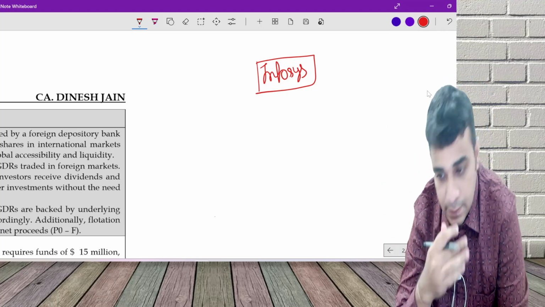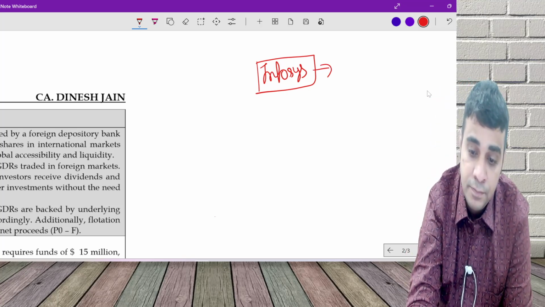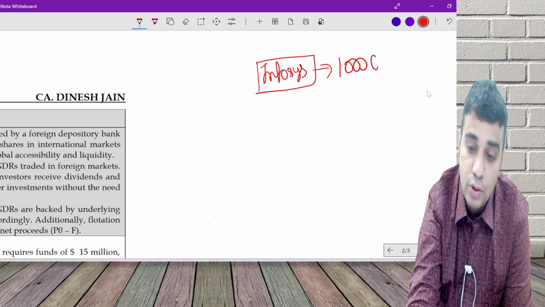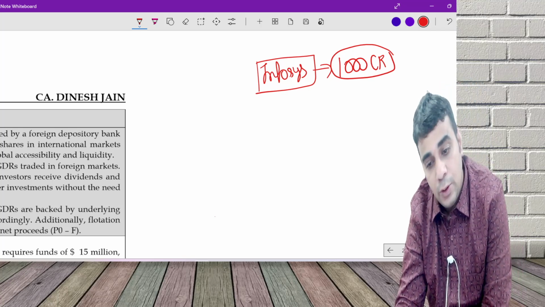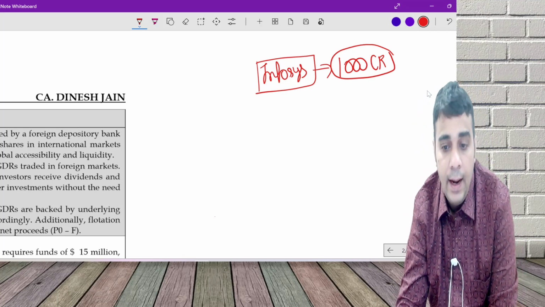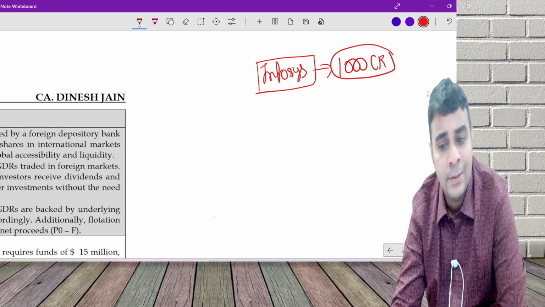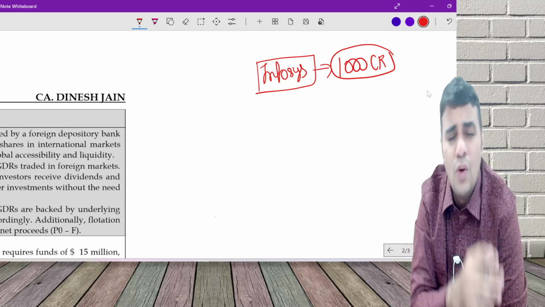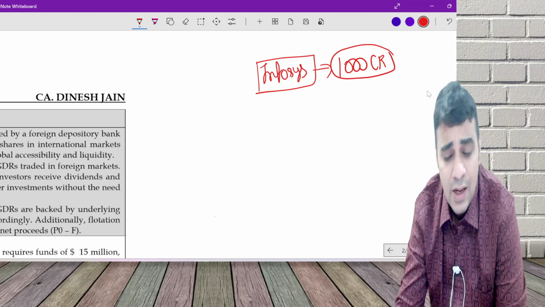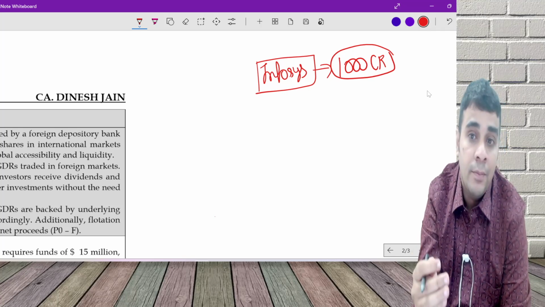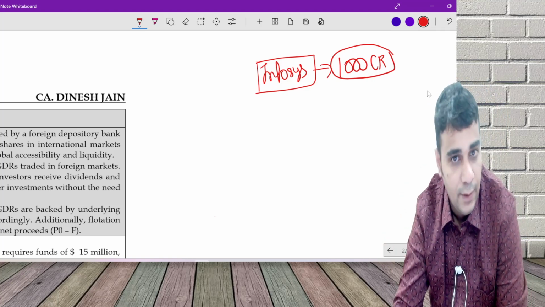Now, Infosys is in need of funds. So I want to raise 1,000 crore. I am planning to make an issue in India and raise 1,000 crore rupees, which I will get. That is happening. But now I also want some foreign investors to invest in my company. Or I'm trying to raise money in India, but I don't find investors. So I want foreign investments.